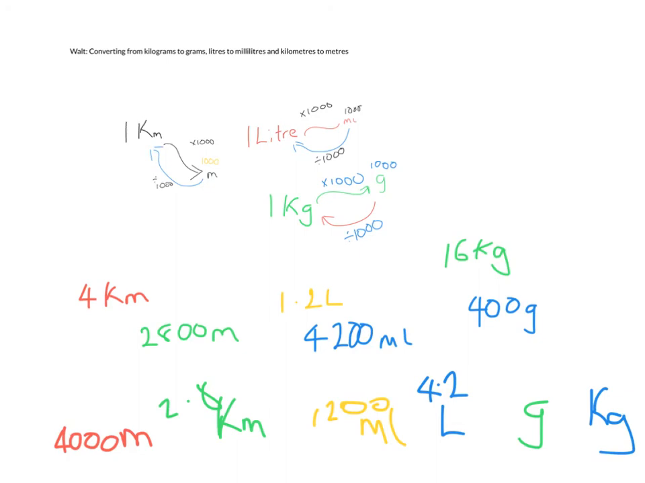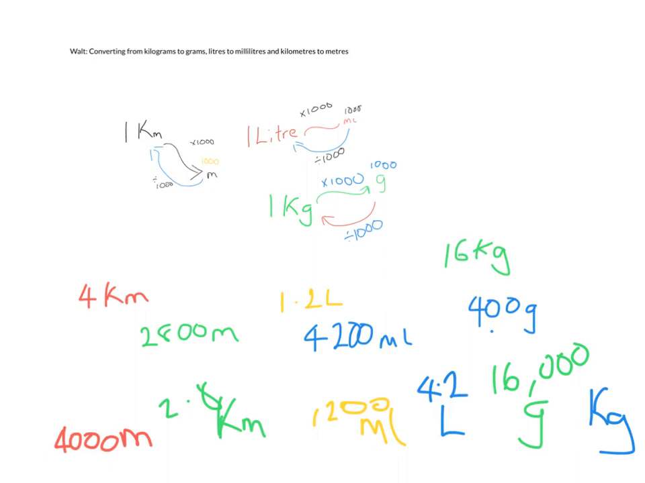So 16 kilograms. To get us to grams, to work out how many grams we actually need, we're going to have to do the same thing. We're going to have to times by 1,000 to get to grams. So timesing 16 by 1,000, nice and easy. We're just going to add those 3 zeros on and move the 1 and the 6 into the 10,000 and the 6,000 place. So it becomes 16,000 grams. That's a lot of grams.